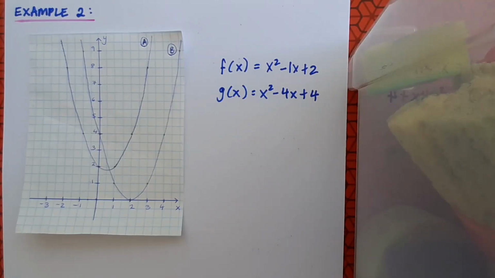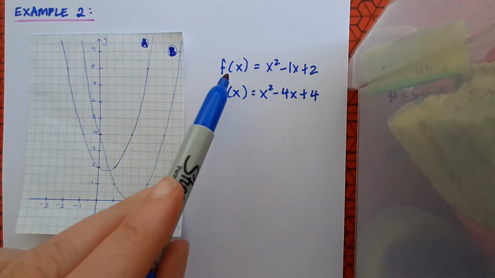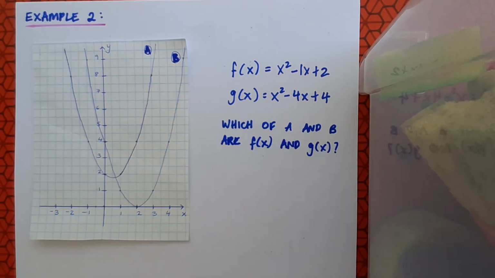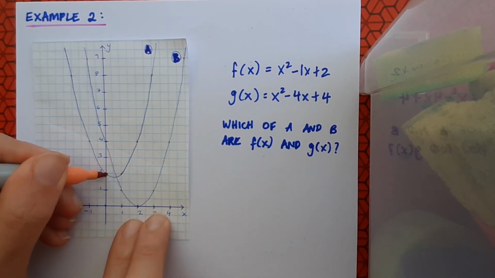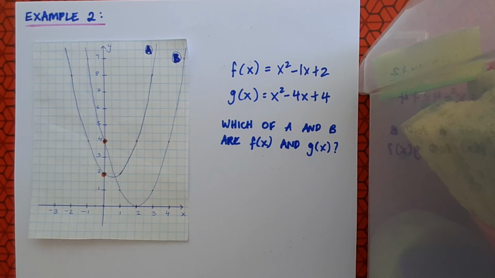In example 2, I'm given the graphs of 2 different quadratics, and they're called A and B on the graph. And I'm told that one of them is f of x and one of them is g of x. And I'd like to know which is which. How might you be able to tell? Well, don't forget that, of course, a quadratic will go through the y-axis at some point. And I can see here that A goes through the y-axis at 2 and B goes through the y-axis at 4. So is that of any use to us in figuring out which one is A and which one is B out of the f of x and g of x?